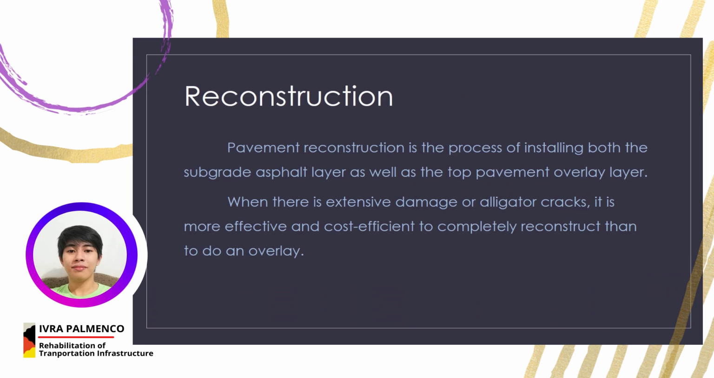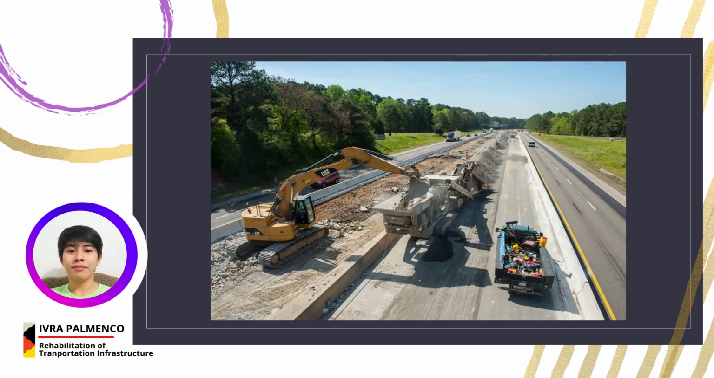Another method of rehabilitation is reconstruction. Pavement reconstruction is the process of installing both the subgrade asphalt layer as well as the top pavement overlay layer. When there's extensive damage or alligator cracks, it is more effective and usually cost-efficient to completely reconstruct than to do an overlay. Basically, reconstruction follows the same steps and principles as resurfacing. The only difference is that in reconstruction, there is the added removal and reinstallation of the subgrade layer.